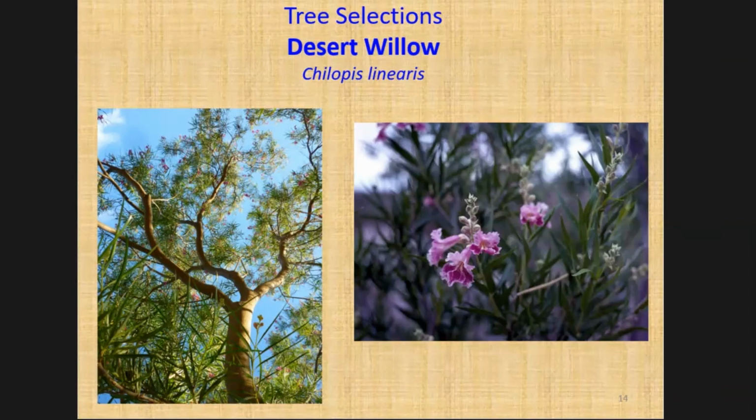Anyway, what else about this tree? Again, it's deciduous. Because it has airy foliage, you can plant other things underneath it, like other shrubs, ground covers, and perennials.